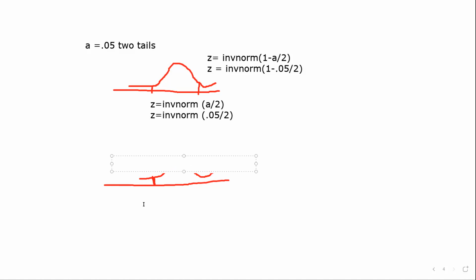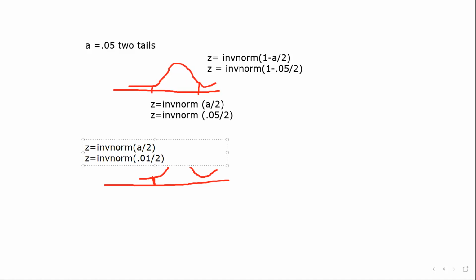So here we're going to have Z is equal to inverse norm alpha over 2. Okay. So it's just like before, except our alpha's changed. And we only have one of these. So now we get Z equal the inverse norm of 0.01 divided by 2. So let's do that and see what we get.